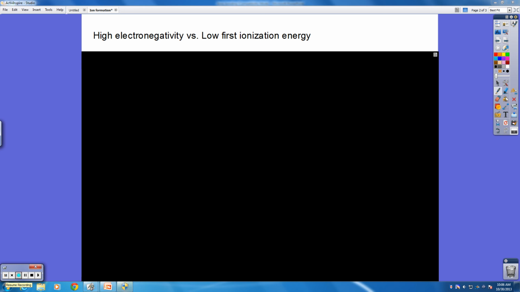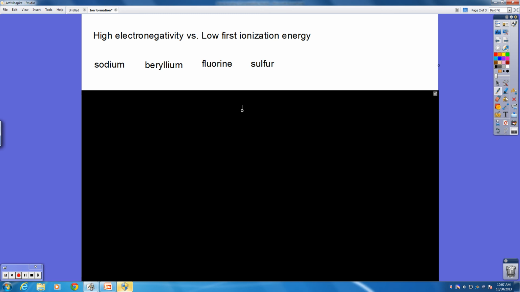So let's look at our ideas of electronegativity, which is how easily an atom attracts electrons, and ionization energy, how easily you can remove an electron. So ions are atoms with fewer or more electrons than a neutral atom. So here are 4 elements. Go ahead, pause the video, and place them under the headings whether they have a high electronegativity or a low first ionization energy. So go ahead and do that.